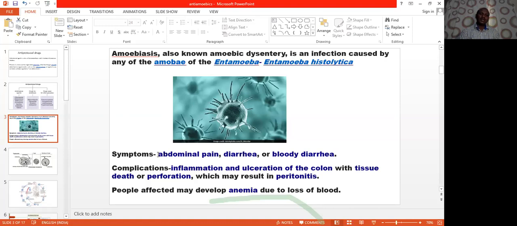The symptoms generally include abdominal pain, diarrhea, and bloody diarrhea. These are the main symptoms. If you have amoebic dysentery or amoebiasis, which is caused by Entamoeba histolytica, you will have abdominal pain, diarrhea, and bloody diarrhea, which means you find blood in your stools. Next, coming to the complications.